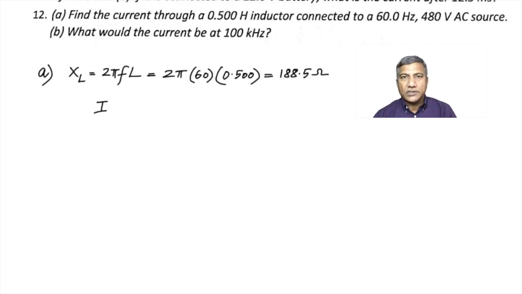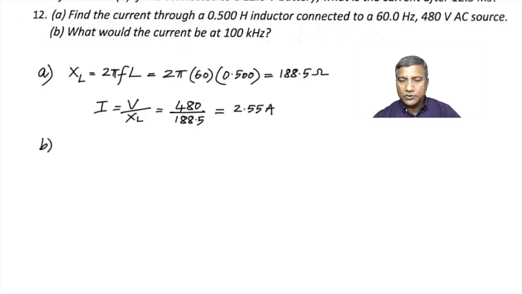Once you get the inductive reactance, we can find the current, because current by Ohm's law is just the applied voltage divided by the reactance. Remember, instead of resistance, we have reactance here. So we get 480 volt, which is the applied voltage, divided by 188.5, which gives 2.55 ampere.